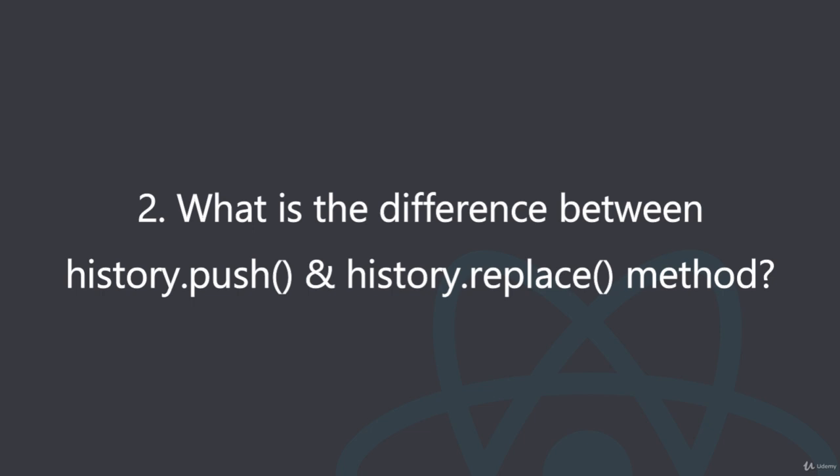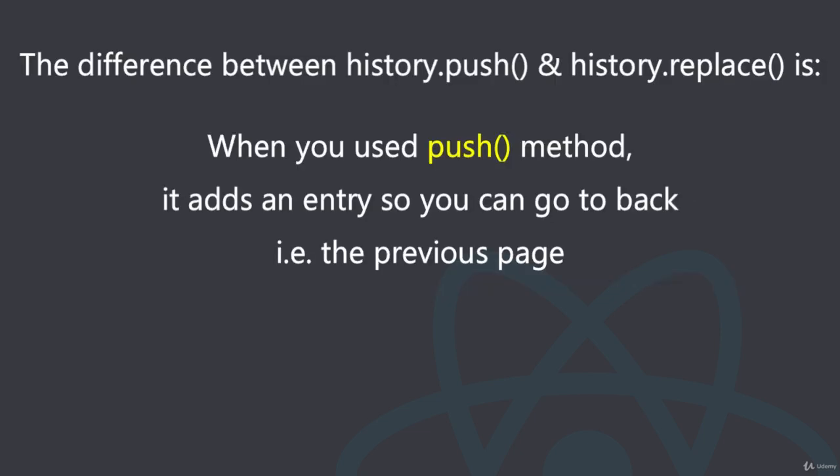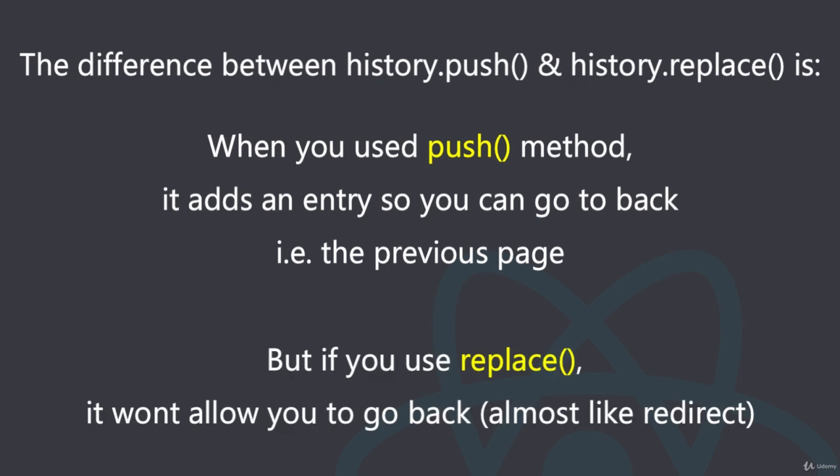So the next question is, what is the difference between history.push and history.replace method? The difference between history push and history replace is when you use push method, it adds an entry so you can go back, that is the previous page. But if you use replace, it won't allow you to go back. It is almost like redirecting. Let's see it practically as well.